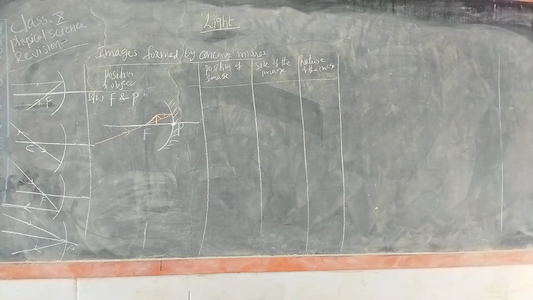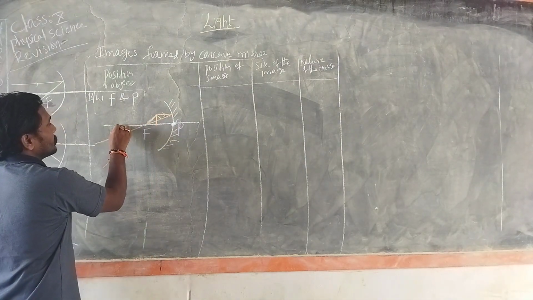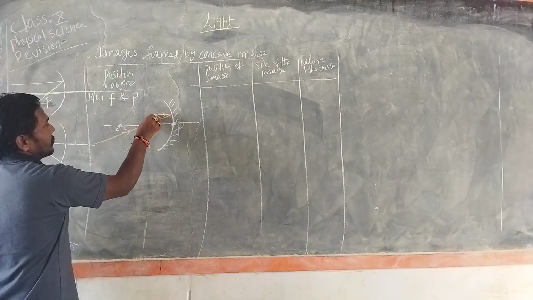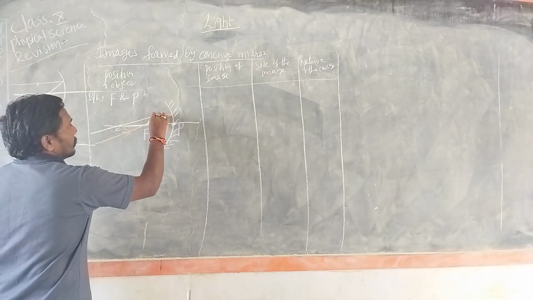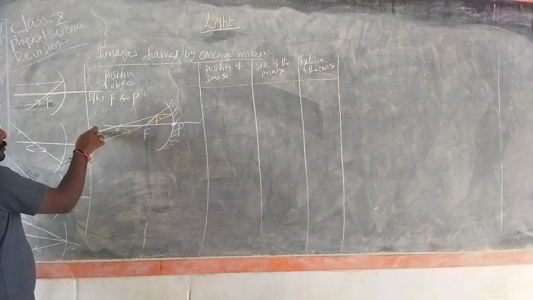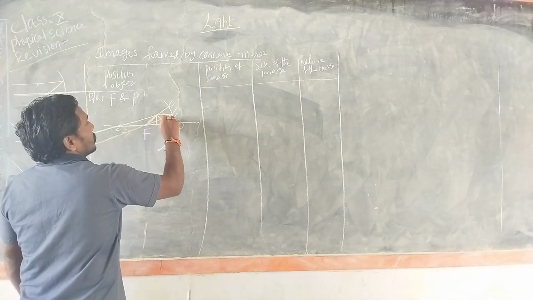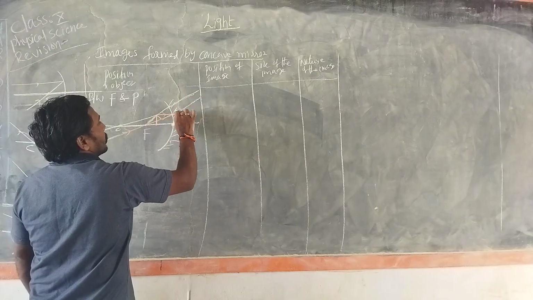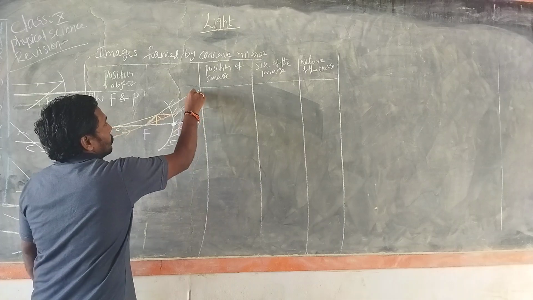So parallel to the principal axis to the other parallel. Then if it passes through the center of curvature, light passes like this, then reflected like this. So these two are parallel to each other, so image cannot form. Then image is formed when we extend these two rays back. When we extend these two rays back, they meet at one point. Here the image is formed.